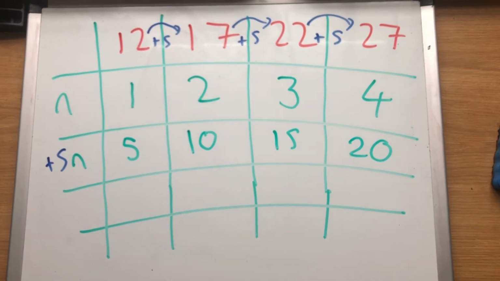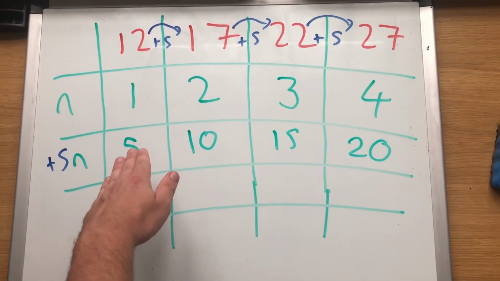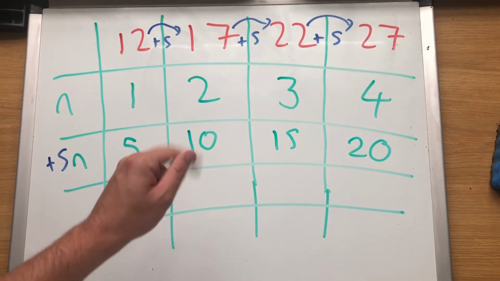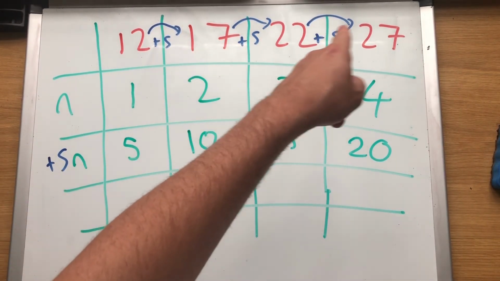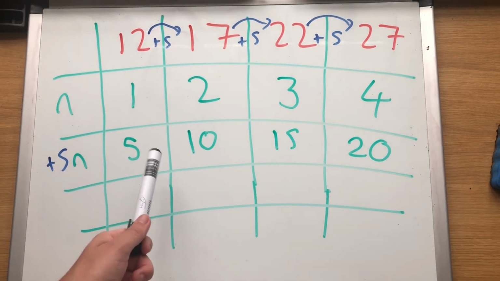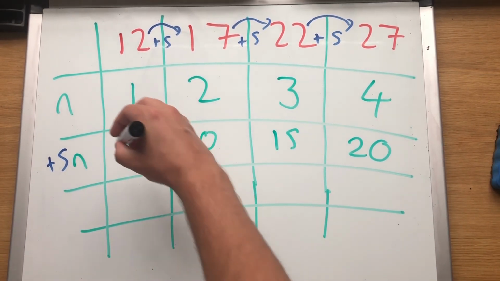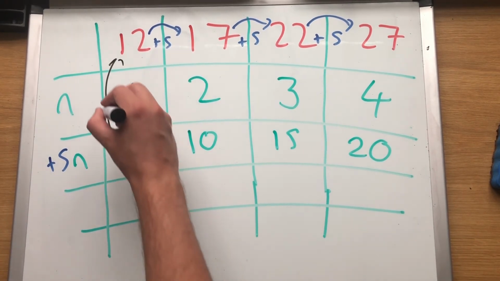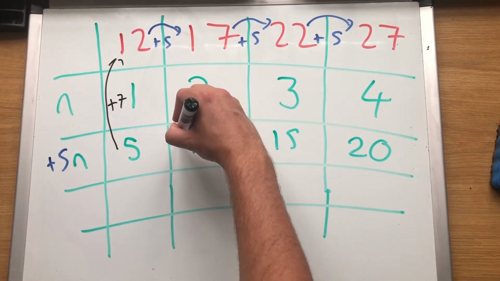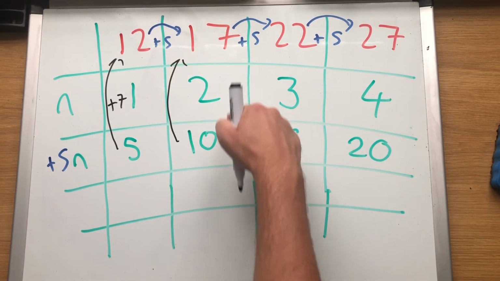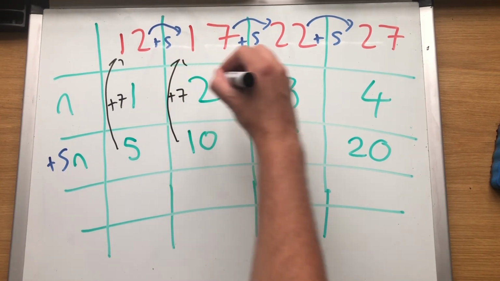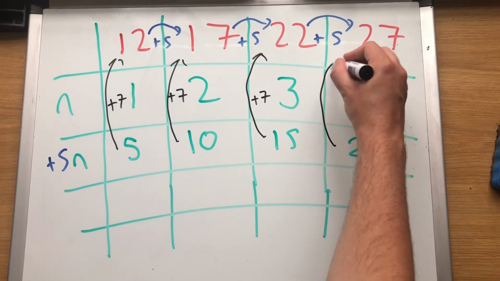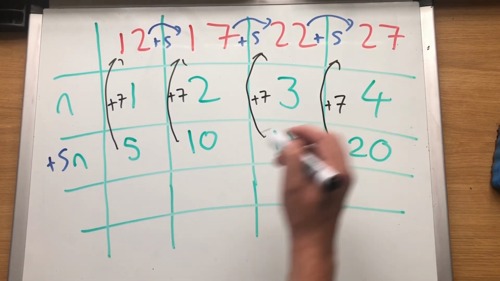Now what we need to do is we ask ourselves, how do we get from this line here, because we didn't want to find 5, 10, 15, 20, we were looking to find 12, 17, 22, 27. How do you get from 5 to 12? I need to add 7. 5 plus 7 is 12. Let's see if the next one works as well. 10 plus 7 is 17. 15 plus 7 is 22. 20 plus 7 is 27.